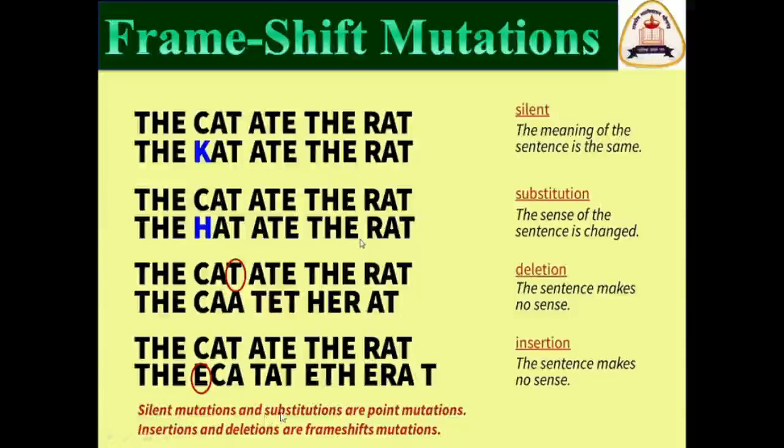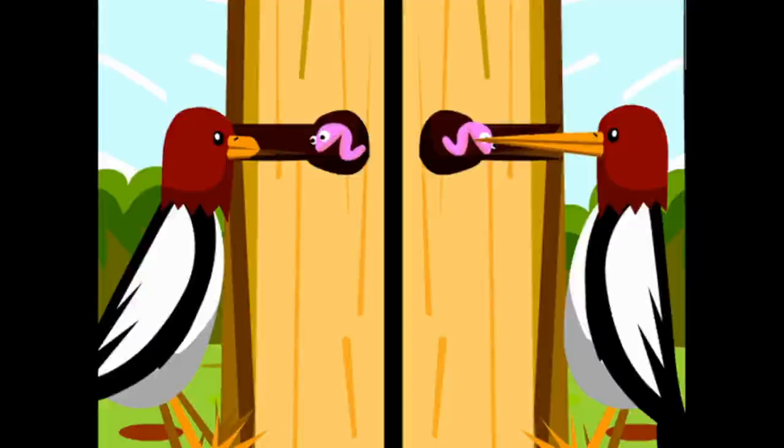The silent mutations and substitutions are point mutations, and insertion and deletion are frame shift mutations. These two cases are frame shift mutations, and these two cases are point mutations. In case of silent mutation there is no change, it remains the same, and in case of substitution the sense of the sentence has been changed. Here in this case is the non-mutated beak in this bird, and here the beak has been mutated and the bird is capable of feeding on the prey.